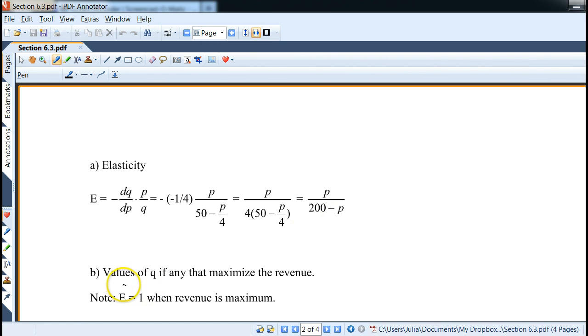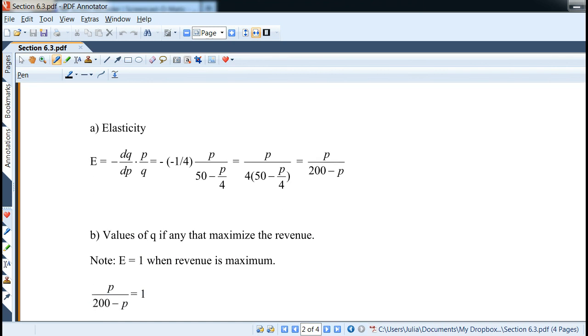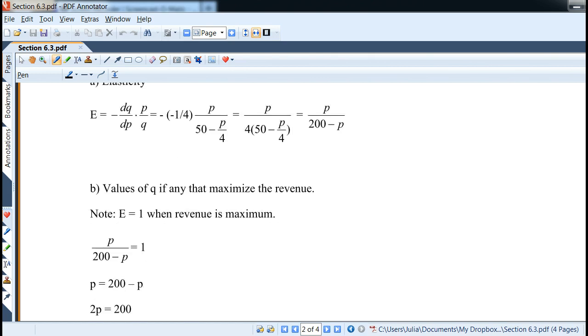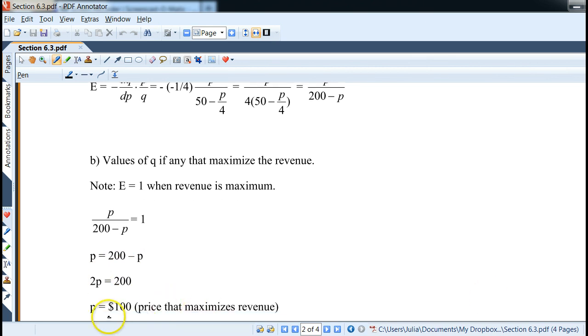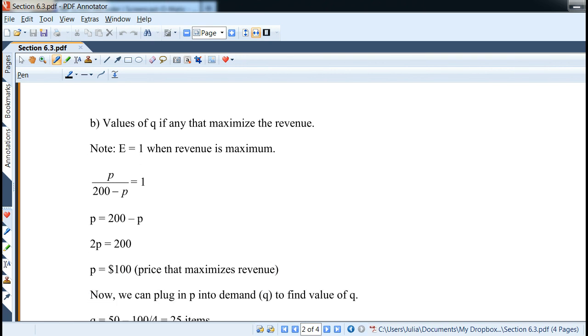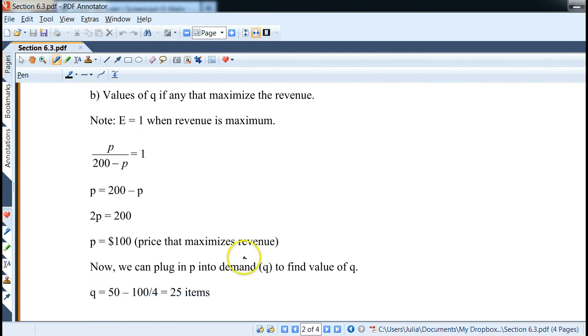And then we can also use elasticity to solve for maximum revenue as opposed to taking the derivative of the revenue. E equals 1 when the revenue is maximum, so you can set the equation equal to 1 and solve by multiplying both sides by the denominator. Notice how we'll get 2P equals 200, so P is equal to 100. This is the price that maximizes revenue. We can also solve for quantity. Once you find the price, you can plug it into Q and solve for quantity. In this case, we got 25 items.